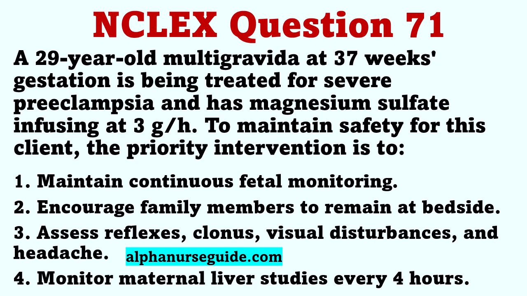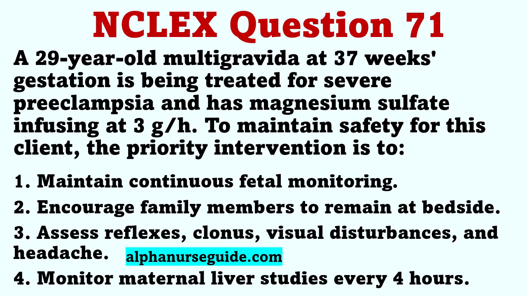In preeclampsia, frequent assessment of maternal reflexes, clonus, visual disturbances, and headache give clear evidence of the condition of the maternal CNS system. Monitoring the liver studies does give an indication of the status of the maternal system, but the less invasive and highly correlated condition of the maternal CNS system in assessing reflexes, maternal headache, visual disturbances, and clonus is the highest priority. Psychosocial care is a priority and can be accomplished in ways other than having the family remain at the bedside.